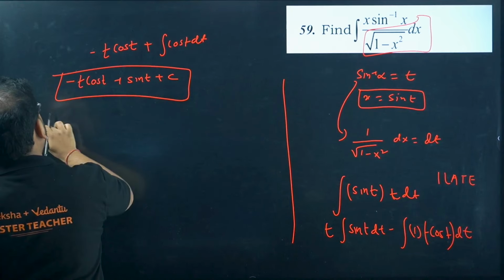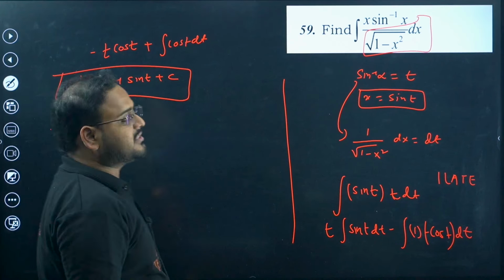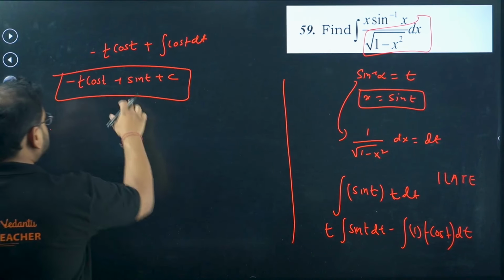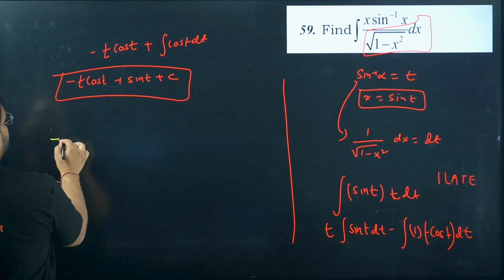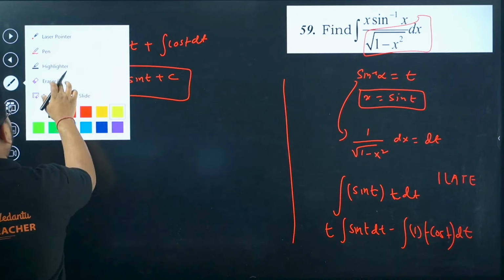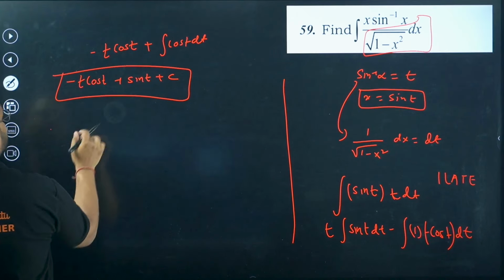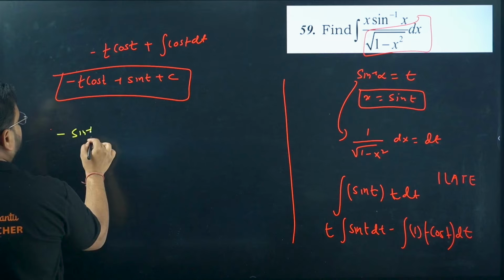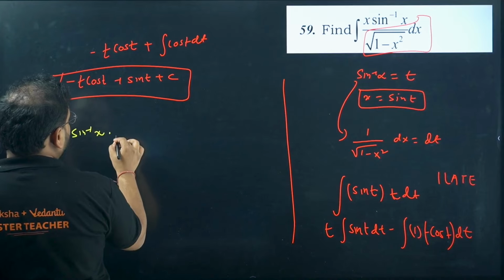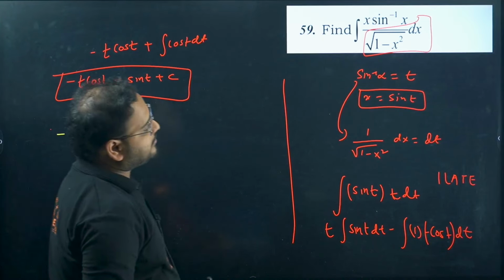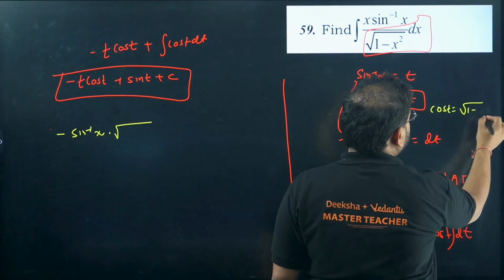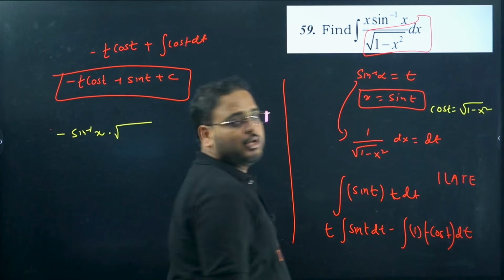Can we keep this as a final answer? Of course not, because the question was given in the form of the variable x. We have to switch back. So sin t will become x. What about cos t? Please check. t is what? t is sine inverse of x. So right here, sine inverse of x for t. And cos t will be what? Cos t will be root of 1 minus sine square. Cos t will be root of 1 minus x square, because sin t is x.